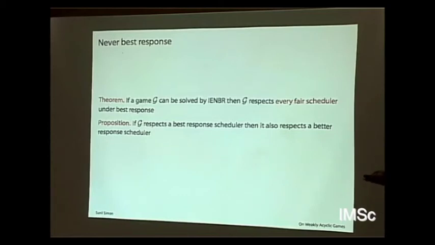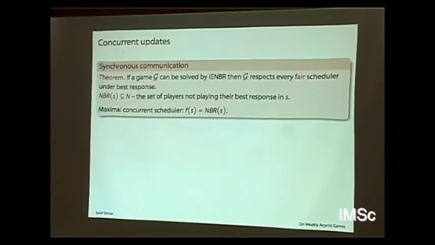So the result essentially is that if a game can be solved by IE and BR, then G respects every fair scheduler under best response, right? We also had a result earlier saying that if you have a scheduler under best response, then you can also build another scheduler which works under any improvement path. So that's also fine. The difference between this statement and this statement is that you cannot say for all better response schedulers.